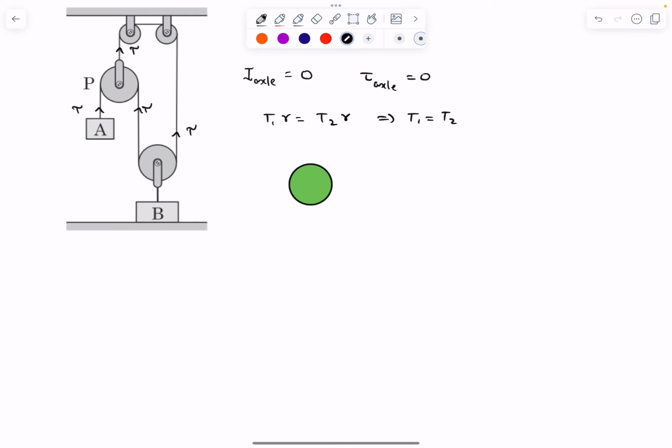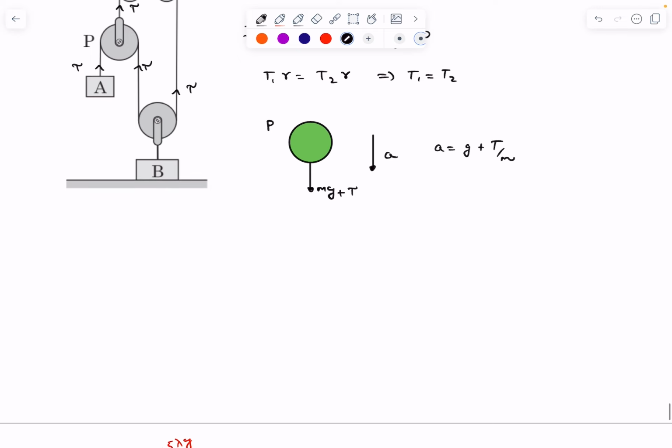Now if we draw the FBD of the pulley P, let's say it is moving down with an acceleration of A. The forces on it are the force of gravity, mg, and it has 2T pulling it downwards and T pulling it upwards. So that would be just T pulling it downwards. From here, by writing Newton's law, you can get A equals g plus T divided by M. What this means is the acceleration A is clearly greater than g. So the pulley is clearly going to accelerate downwards and its acceleration is going to be greater than g. The only other possibility is when T equals 0, that would mean the pulley is free falling.